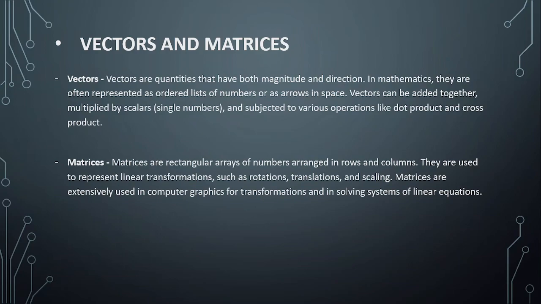So the next one is matrices. Matrices are rectangular arrays of numbers arranged in rows and columns. They are used to represent linear transformations such as rotations, translations, and scaling. Matrices are extensively used in computer graphics for transformations and in solving systems of linear equations.